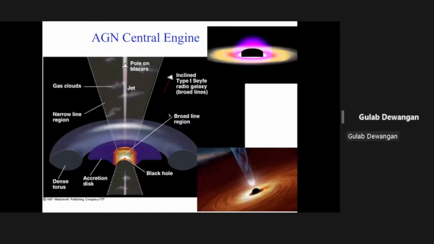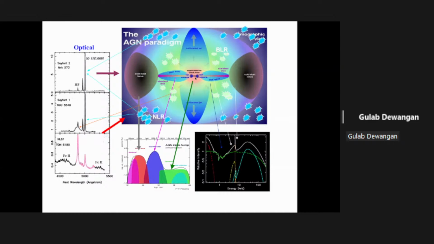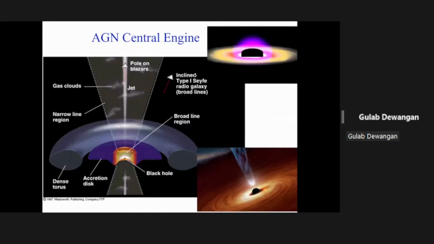What about the innermost central engine? How much do we understand about this? Of course, we know that there are supermassive black holes, and there is also an accretion disk. But many of these things are not very clear, particularly the geometry of the innermost accretion disk, as well as the hot corona, which is giving rise to these X-rays. That is not very clear to us.